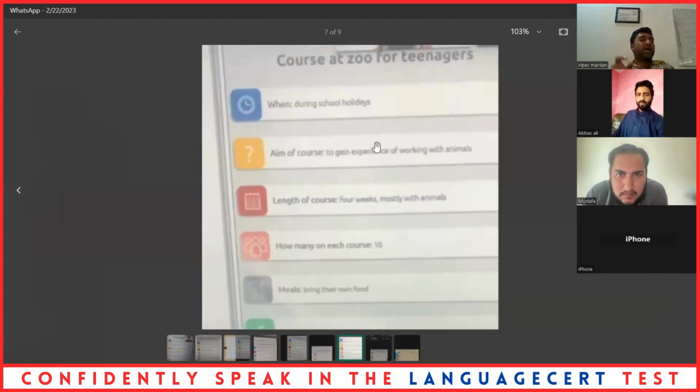Okay, now what kind of flowchart do we have? Subhan, you should start. You are going to be the examiner and you are the candidate. You should start. I have already shared.